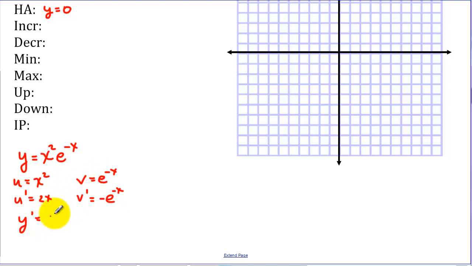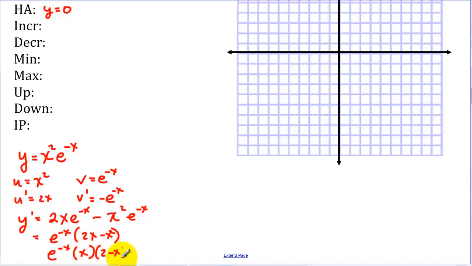Well, let's do it this way. So we have 2x e to the negative x plus our minus here, sorry. This is x minus, in this case, x squared e to the negative x, and we can factor out an e to the negative x. That's x squared, and that could be further factored into x times 2 minus x, and we want to set that equal to 0.